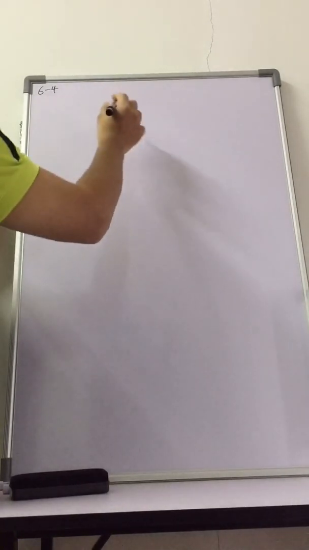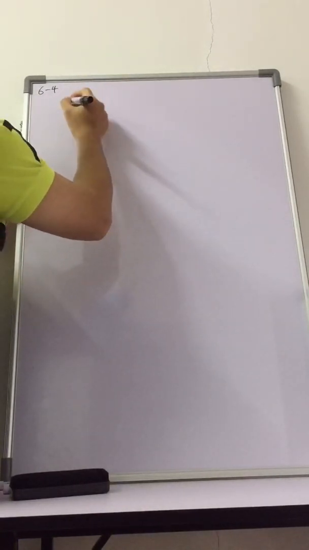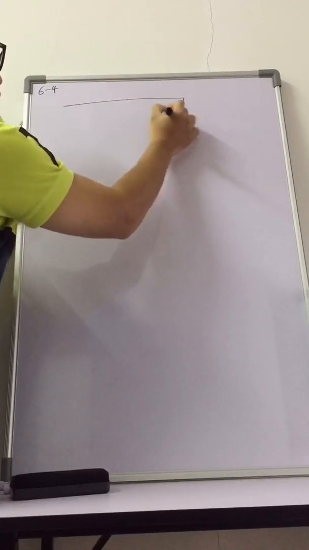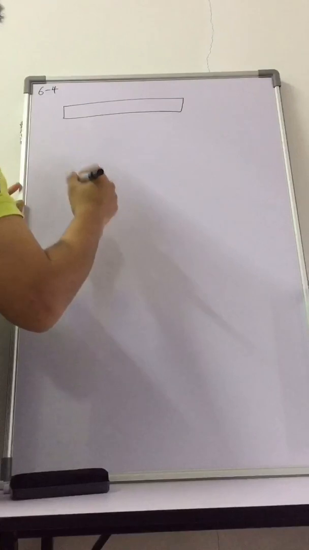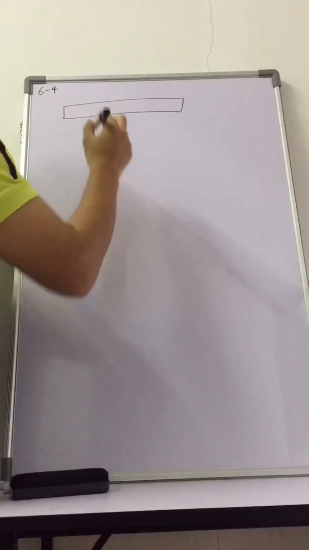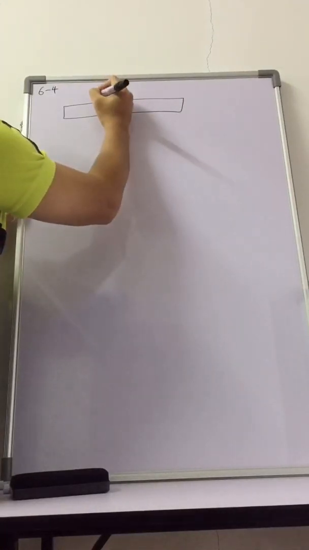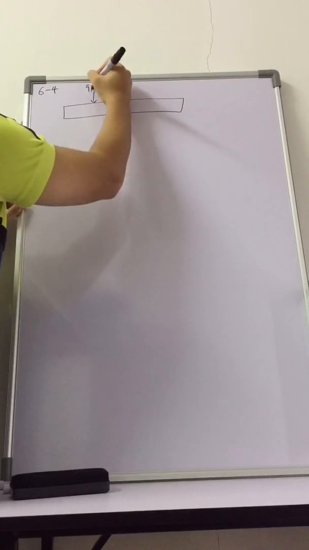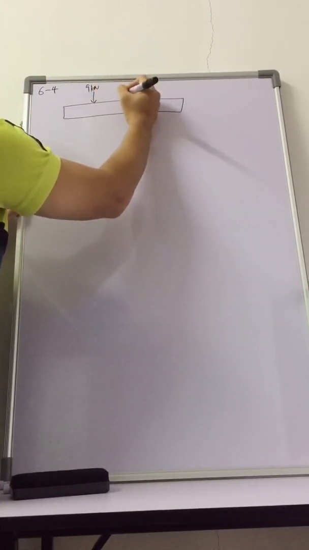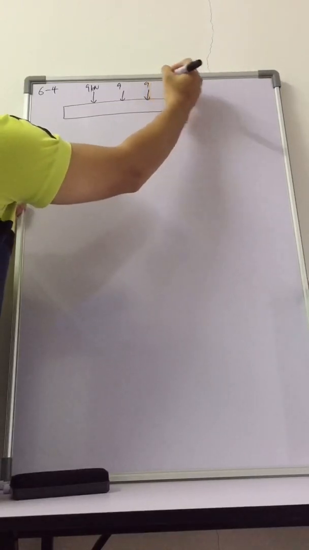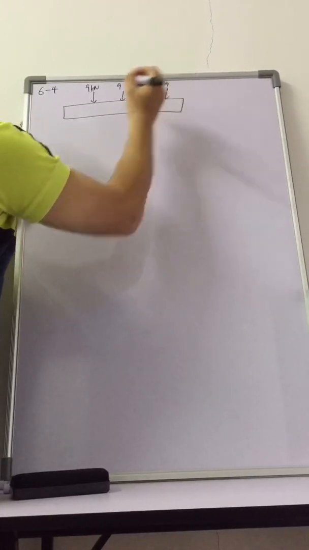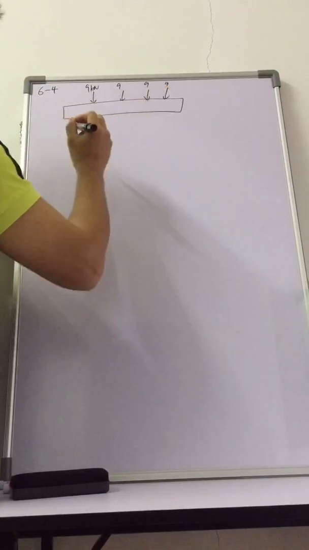Okay, so we follow the procedure. The first one is to draw the outline shape. This is what we call an outline shape. Don't just draw a single line, right? And then we draw the applied loads, 9 kilonewton here, 9 kilonewton there, 9 kilonewton there, and another one, 9 kilonewton. And they are 1.2 meter apart from one another.